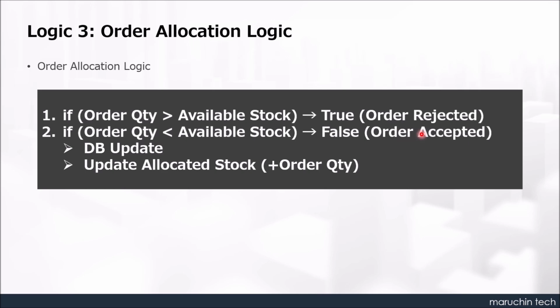Simultaneously, we update the database to increase the allocated inventory. Note that we do not reduce the logical inventory at this stage. By increasing the allocated inventory, the available inventory will automatically decrease based on the calculation. In the next chapter, we will implement this new logic by adding it to the Inventory Manager class.